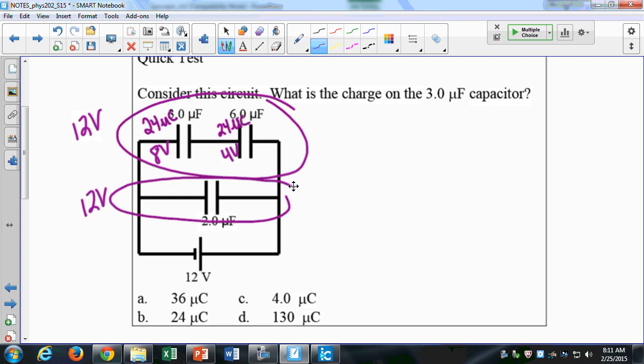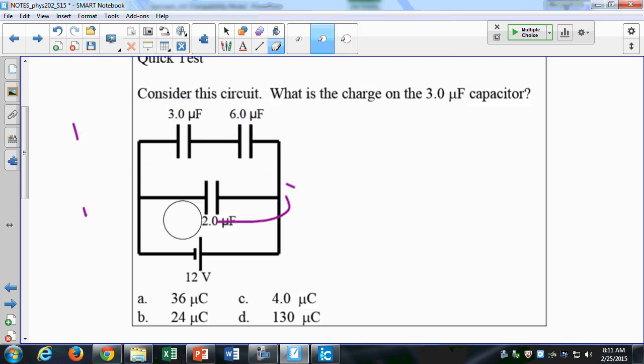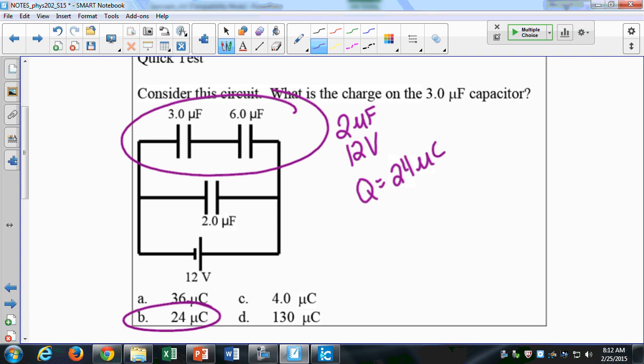Another way you could do this is to say the equivalent of these two capacitors is 2 microfarads. And I know that I have 12 volts. That gives me a Q equal to 12 times 2, or 24 microcoulombs, which is the answer, B. And whatever I have on that equivalent 2 microfarad capacitor, I have on each of the individual capacitors that make it up.